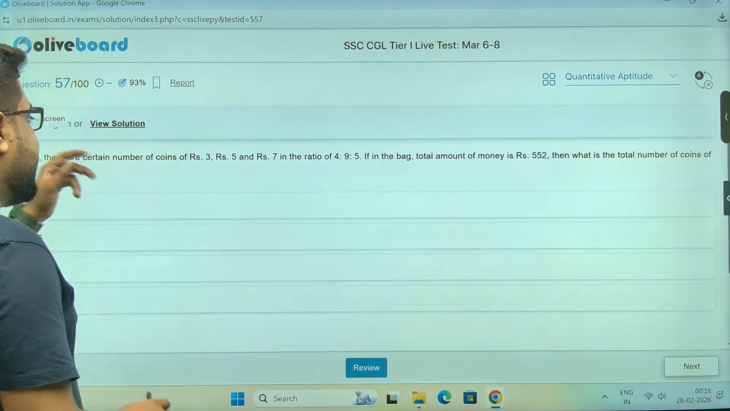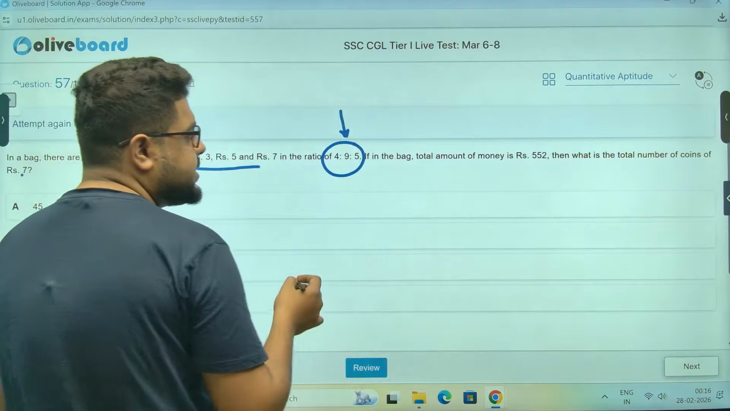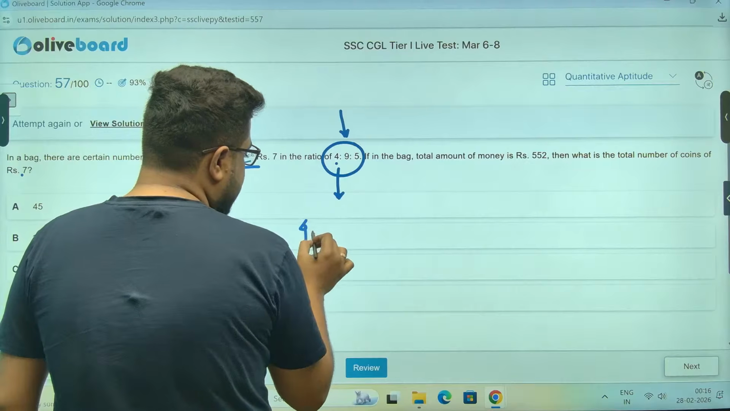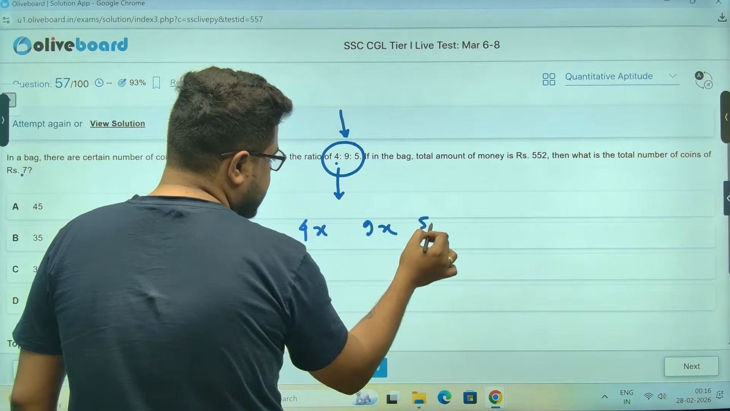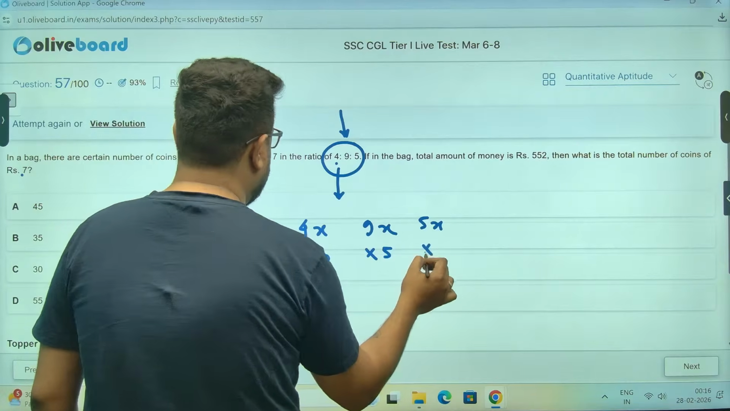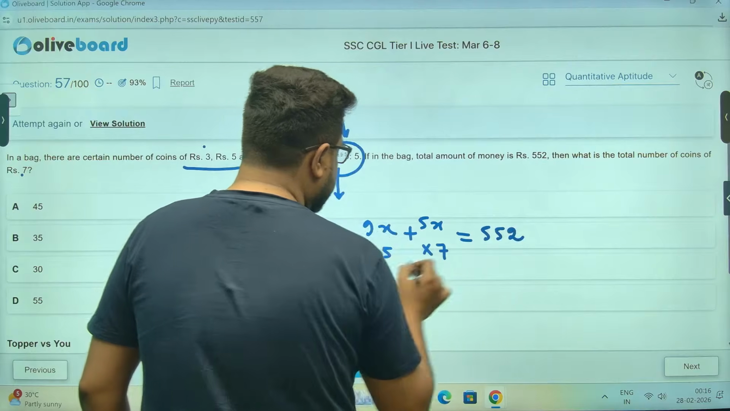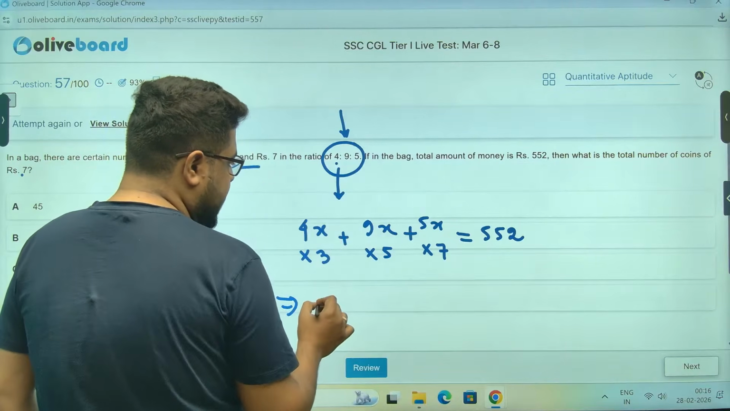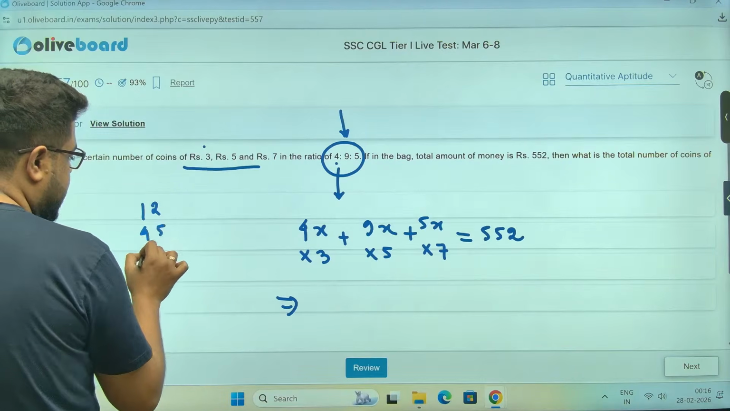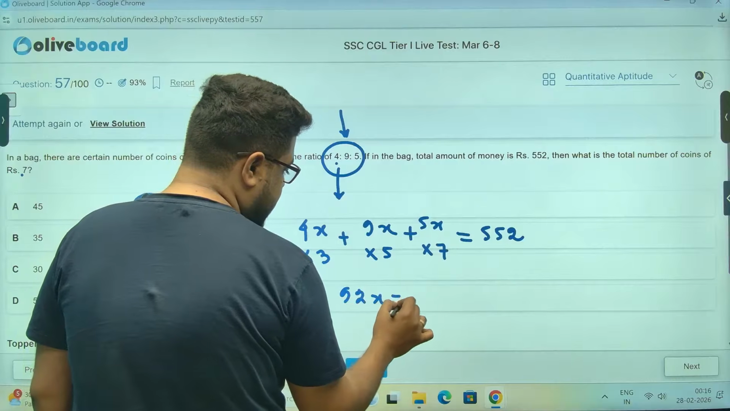In a bag, these are the denominations, with a ratio of number of coins. So the total amount of money: I'm taking 4x, 9x, 5x coins, so the value will be into 3, into 5, into 7. This total is equal to 552. 3 fours are 12, 5 nines are 45, 12 plus 45 plus 35 is 92. So 92x equals 552.